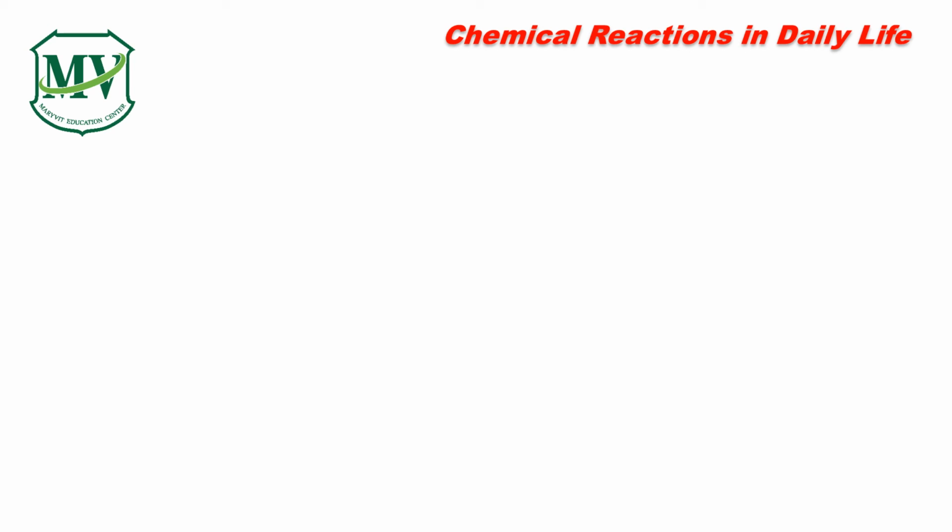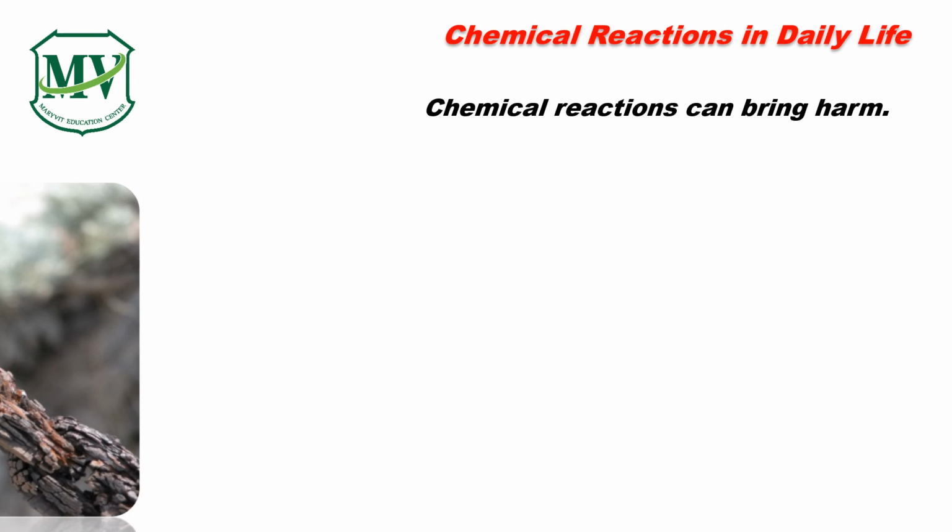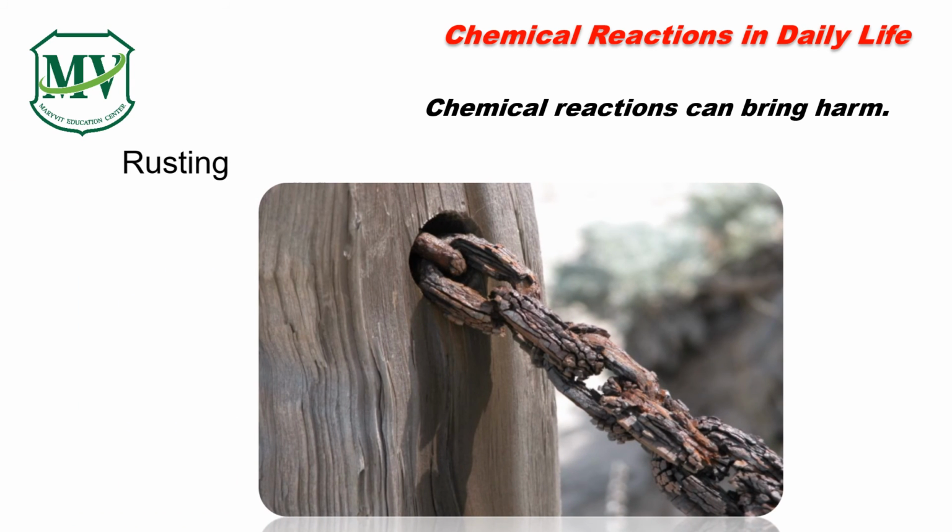Aside from being beneficial, some chemical reactions can also bring harm. Rusting makes iron things weak and tarnishes their appearance. We can prevent rusting by applying a protective layer such as paint or grease on the surface of the iron.